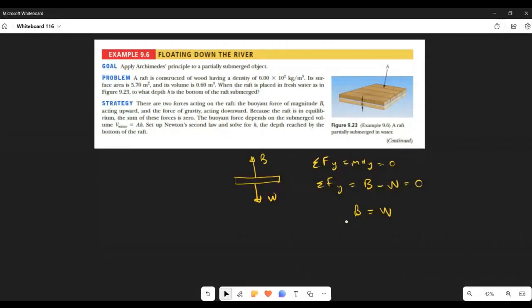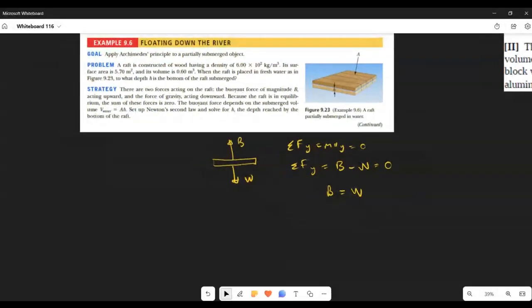Is that clear to everyone? Can you see the difference between the two? I hope you can see the difference between the two cases we just did. Can we see the difference? Okay, yeah. So fully submerged, partially submerged, right?